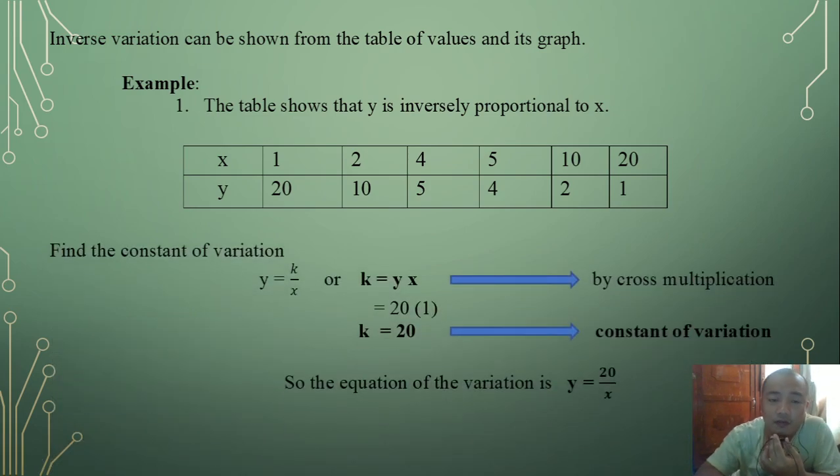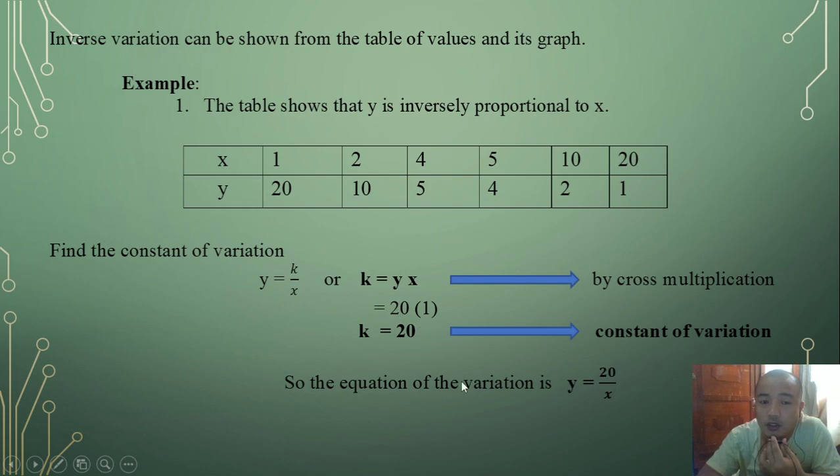Okay, find the constant of variation. So the equation of variation is y is equal to k over x. To solve for k, we just multiply y by x. 20 times 1, 20. 10 times 2, 20. 5 times 4, 20. 4 times 5, 20. 2 times 10, 20. 1 times 20, 20. So the constant of variation is 20.